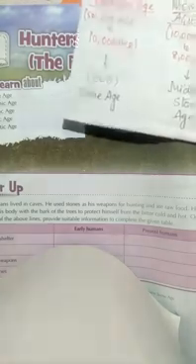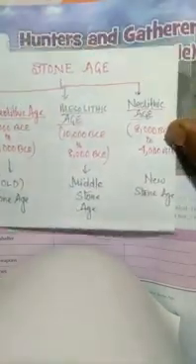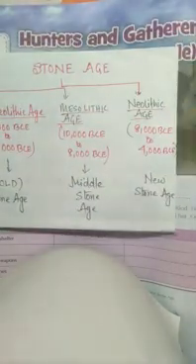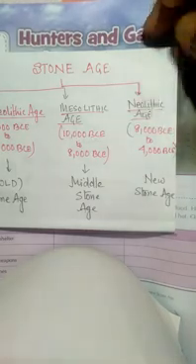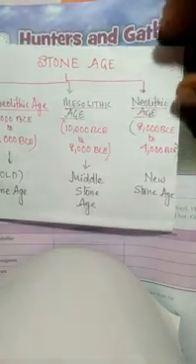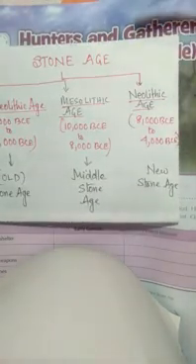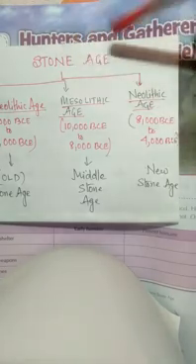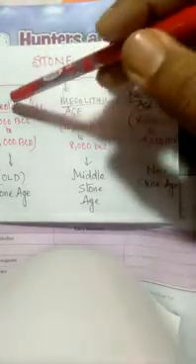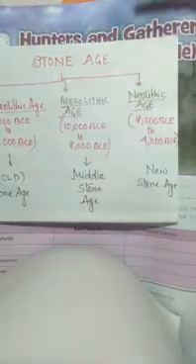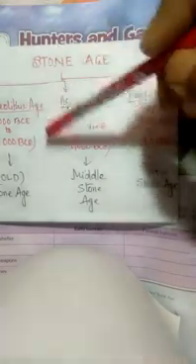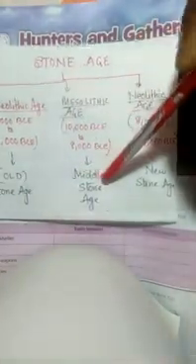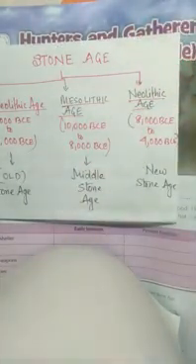Okay. So here I have made a simple note because the chapter is so lengthy, and if you go line by line it will take lots of time, isn't it? So I have made this note for better understanding the chapter. Here the Stone Age is divided into three parts: the Paleolithic Age, Mesolithic Age, and Neolithic Age. The word Paleo means old, Meso means middle, and Neolithic means new.